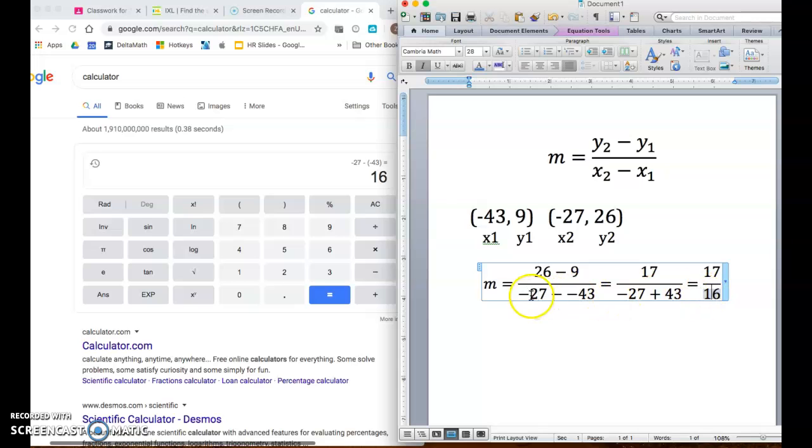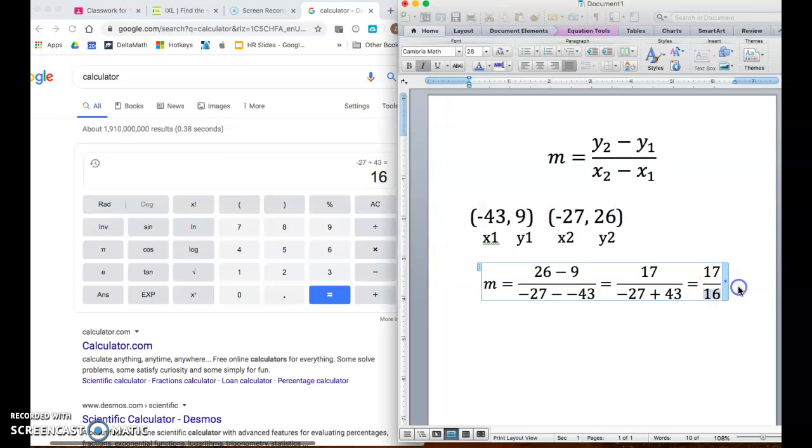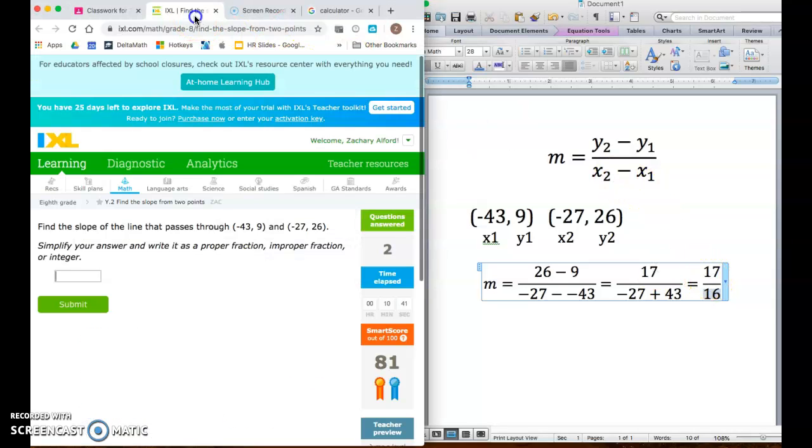So at the bottom, again, negative 27 minus negative 43 is 16. We can check that negative 27 plus 43 is the same thing, 16. So we are like triple sure that our fraction is what it's supposed to be. So it's 17 over 16. That is already reduced, so I'm just going to put 17 over 16 in. Yep, got it right. Cool.